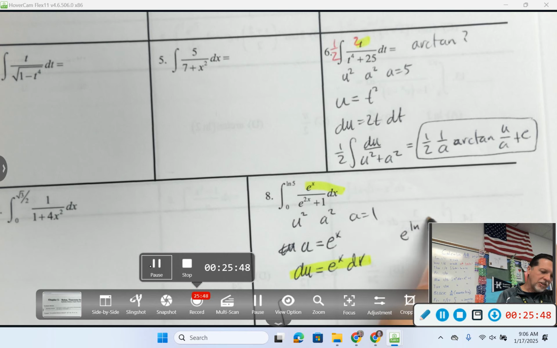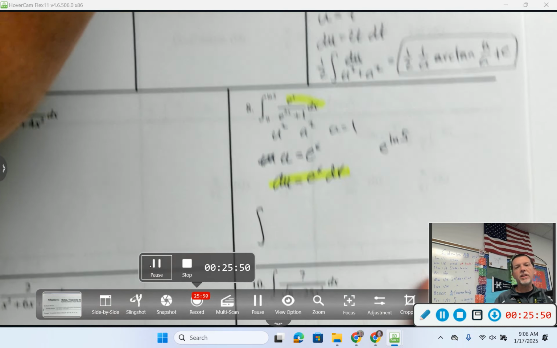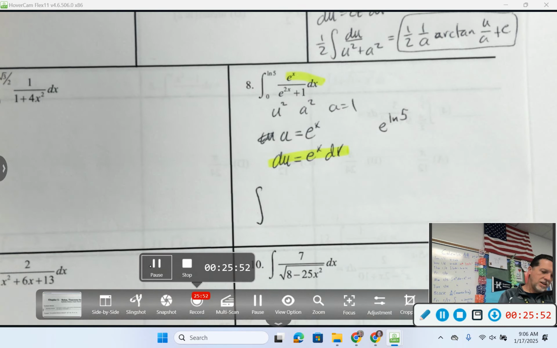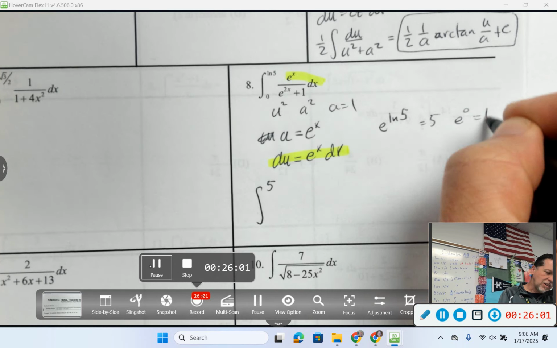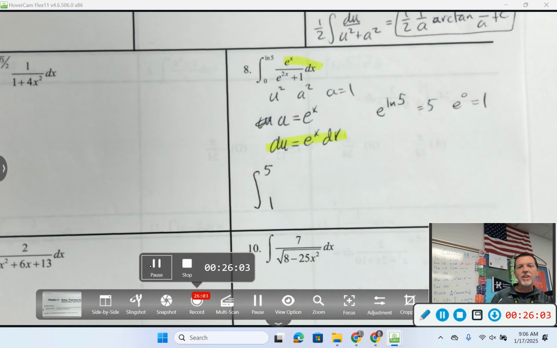What's e to the natural log 5? It's kind of weird. E and natural log cancel each other out, so that's just 5. E to the 0 is 1, so that turns into easier limits.